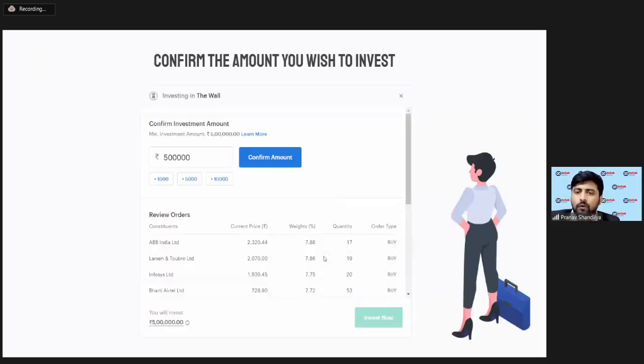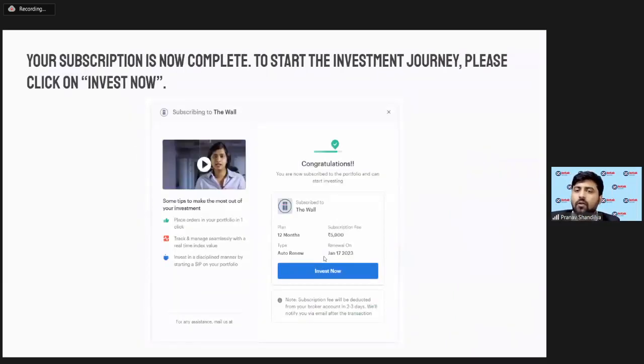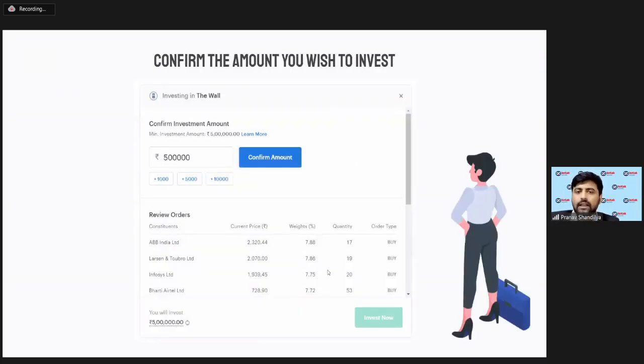So now, once you've come down to the screen, your subscription process is complete. What you can do now is click on the Invest Now button. Once you click on the Invest Now button, a pop-up will open up where you can select the investment amount of your choice. Every smallcase, as we had discussed, has a minimum ticket size attached to it. So the Wall smallcase has a 5 lakh ticket size attached to it.